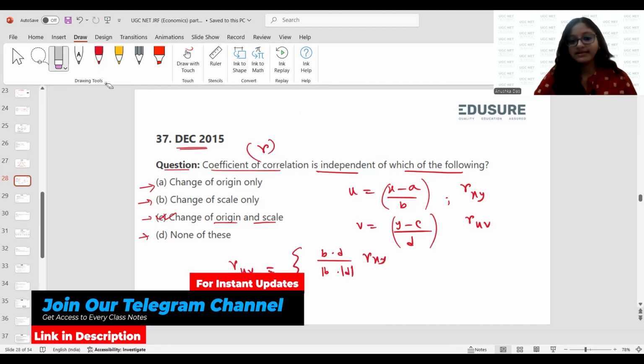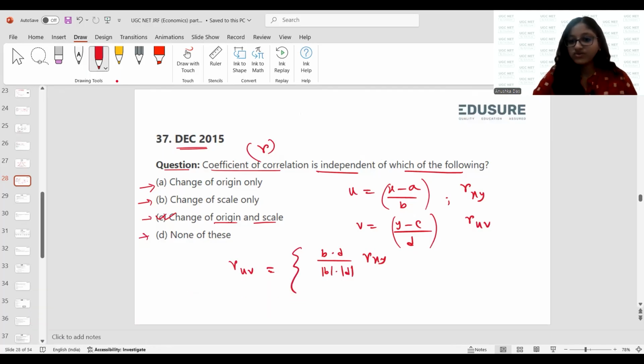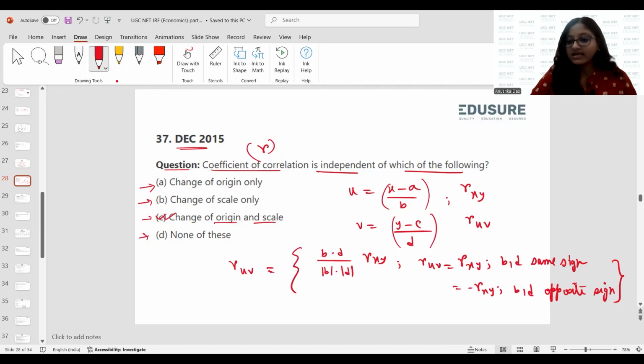You can take this as your homework. I am not deriving this thing, but this is what you will see. So this r_uv will be exactly equal to plus rxy when b and d are of the same sign, and it will be minus rxy when b and d are of the opposite sign. You can try to prove this. You will get this proof in any of your statistics books. It is a very well-known property that the numerical value of the correlation coefficient is unaffected. So only the sign may change.